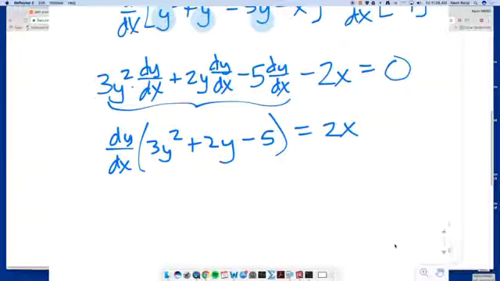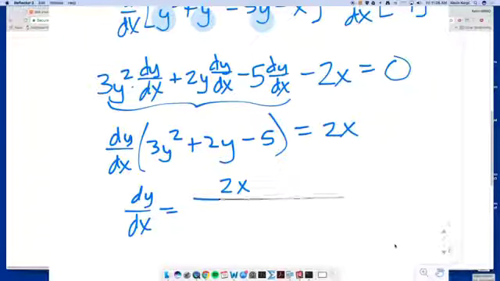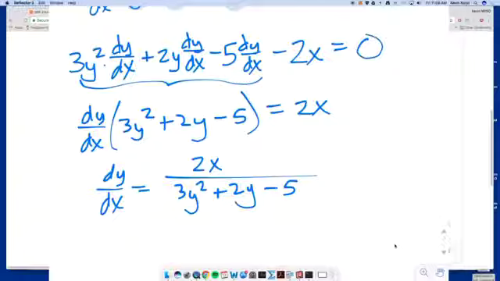And then the last step is just to divide through by that wonderful thing. And you're left with dy/dx equals 2x all over 3y squared plus 2y minus 5. And there's a handsome looking derivative. Now notice it's in terms of x and y. So for the first time we see a function that not only doesn't pass the vertical line test, but it won't pass the horizontal line test.